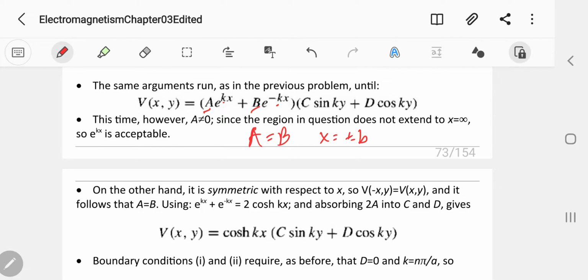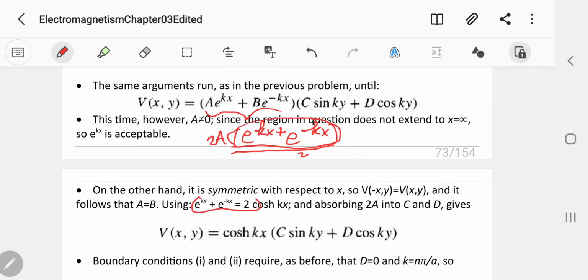So you can write this one as some constant, since you can choose a, times e to the kx plus e to the negative kx, over 2. You can multiply 2 here. By the way, this one here is equal to this. It's just the hyperbolic cosine of kx. And we can absorb 2a into the constants c and d.